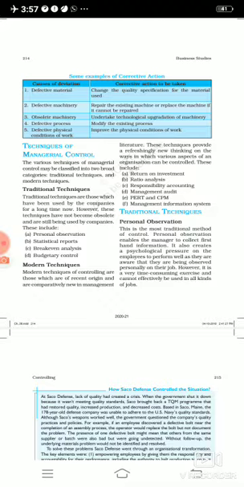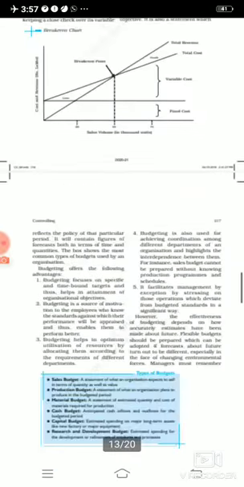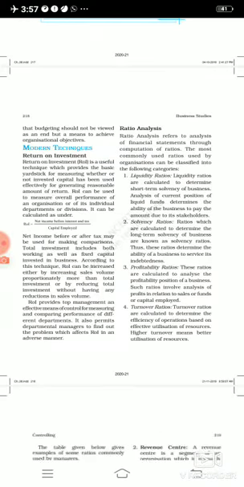So these four are the types of traditional techniques which we have already discussed, and today we will be discussing the modern technique of managerial control. When we talk about the modern technique of managerial control, it basically means all those techniques which have recently been developed in the literature of management. They are the newly developed techniques, and the first modern technique is return on investment.